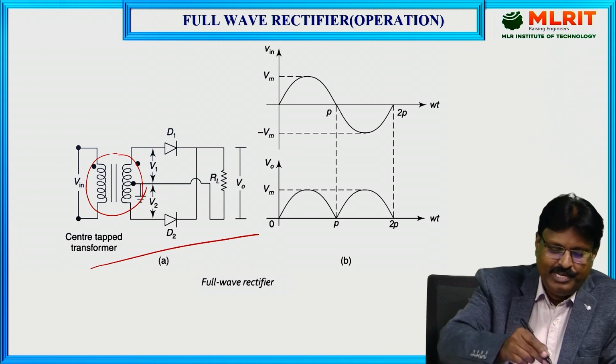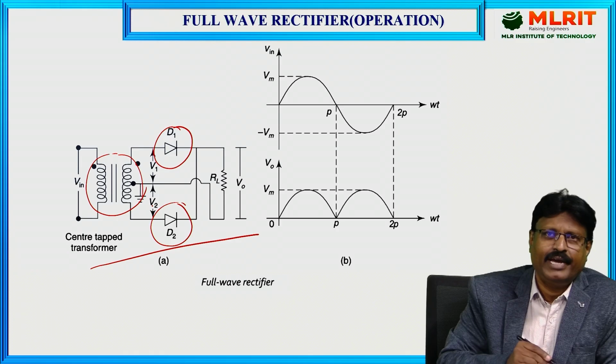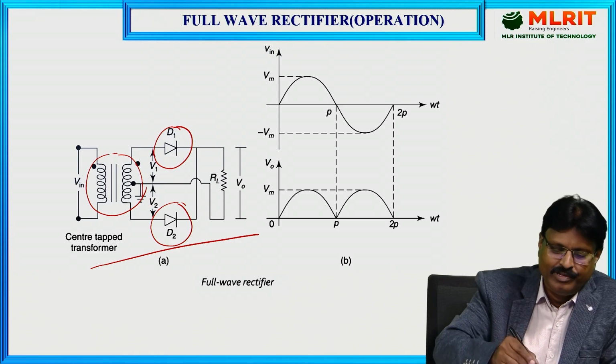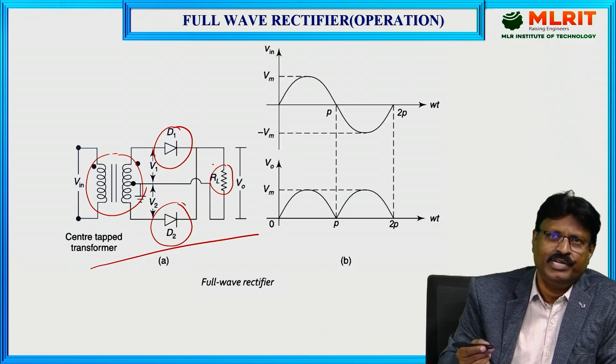As you can see here, we are utilizing two diodes. One is diode D1, the second one is diode D2, and the load is kept here, across which we need to measure the output voltage.